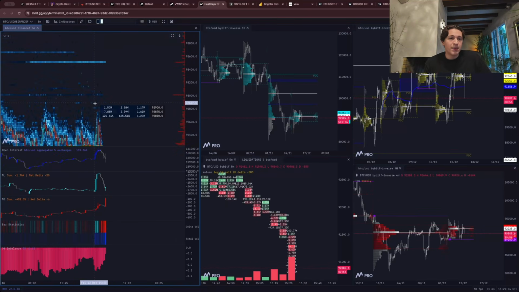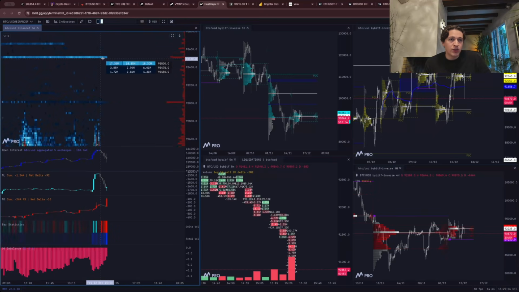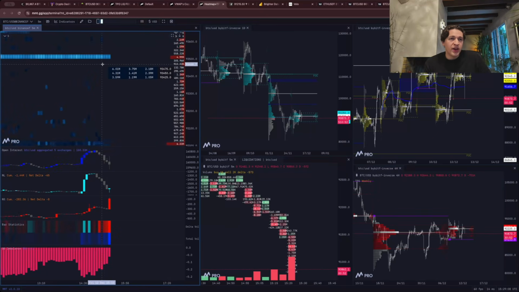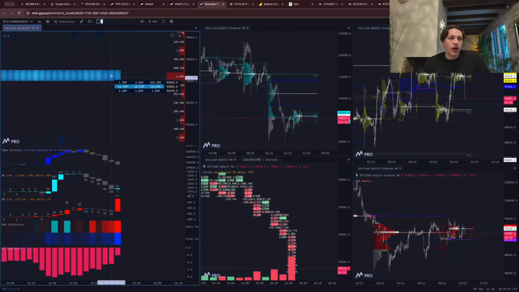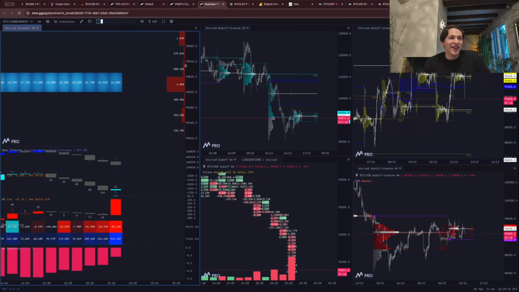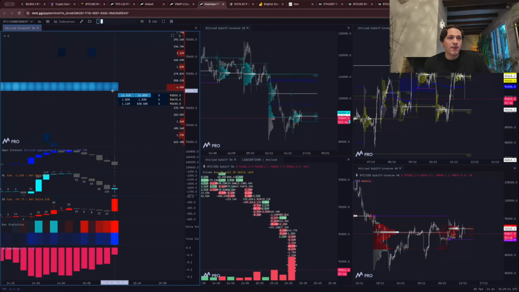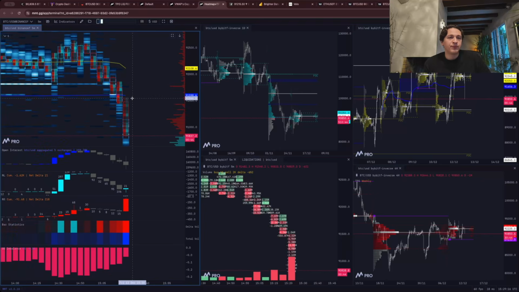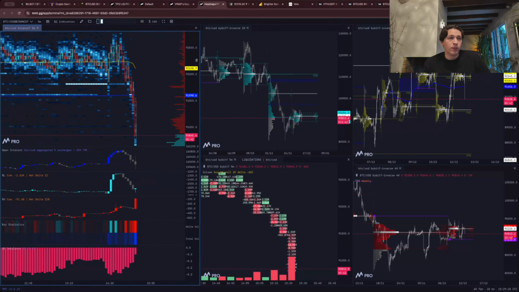We can also see them here. We can also see the orders here with the zoom. I need to zoom more, sorry. We can also see them like this. So that is very good, and that's very useful.